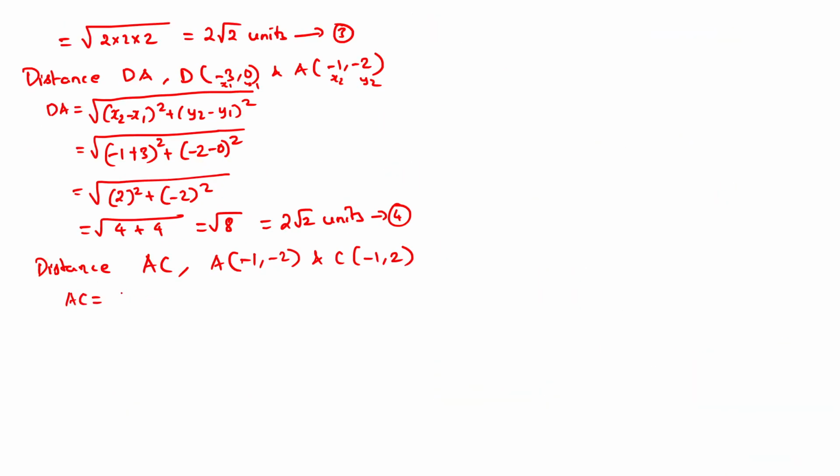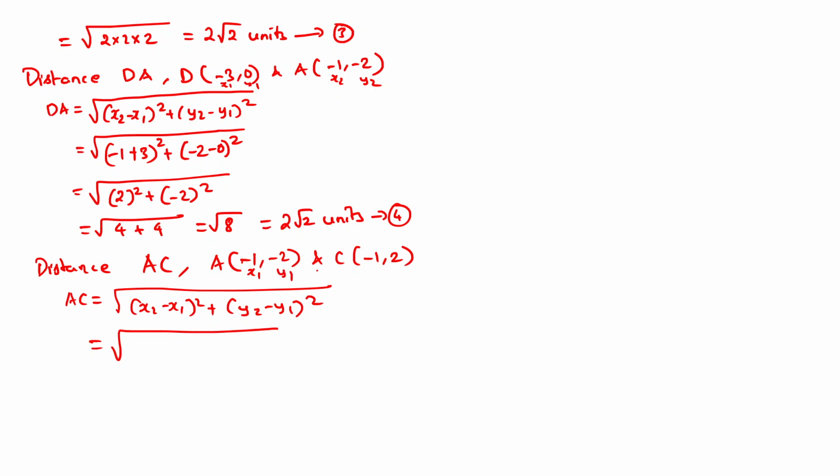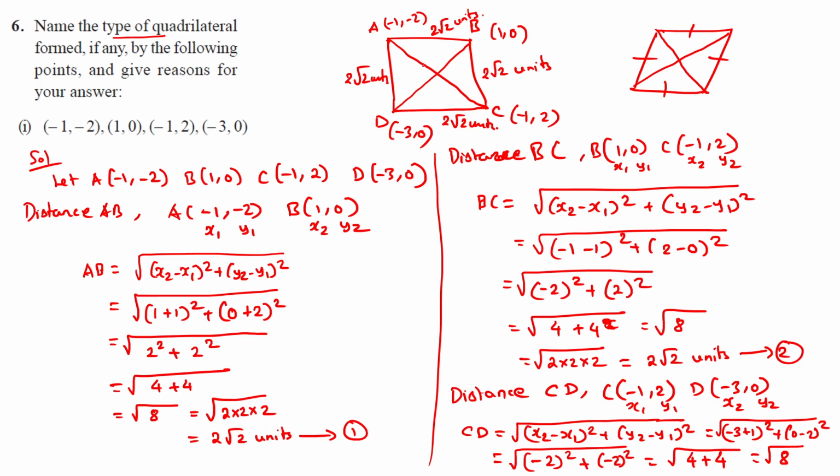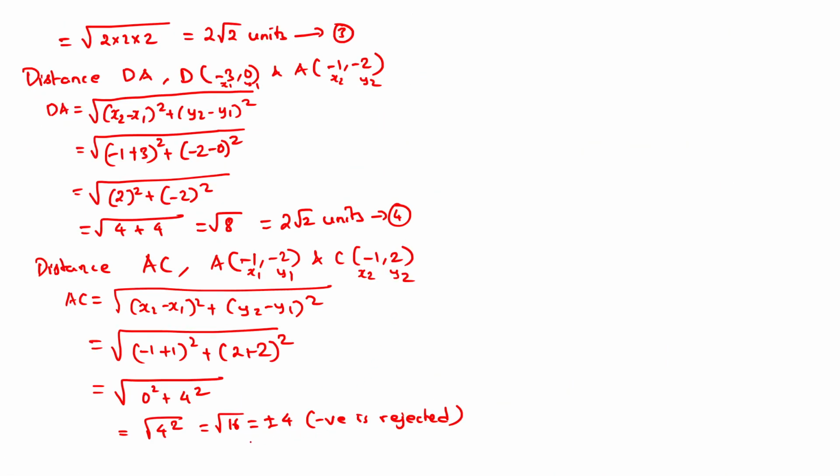So the length of the diagonal AC is equal to square root of x2 minus x1 whole square plus y2 minus y1 whole square. That is equal to square root of, this is x1, y1 and this is x2, y2. X2 minus x1, that is minus 1 minus of minus 1 is plus 1 whole square plus y2 is 2 minus of minus 2 is plus 2 whole square. We are getting minus 1 plus 1 is 0 square, 2 plus 2 is 4 square. 0 square is again 0, 4 square is 16. That is root 16, we are getting plus or minus 4, negative is rejected. Why? Because distance, that is length, is always positive. So negative is rejected. So we will have 4 units. Consider this equation number 5.